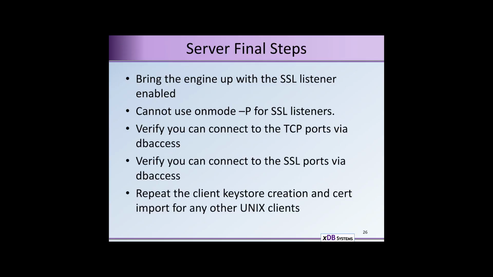So the next thing we're going to do is bring up the engine. So either stop and start the engine, or if it's down, bring it up initially. The big thing here is you cannot use onmode -P to start an SSL listener like you can with a SOC TCP one. So you do have to bounce the engine. The engine also will fail coming up if it does have a problem with the key store. So it's a pretty good way to make sure you have gotten all the pieces together. And the next thing is just use DB Access. Make sure you can connect cleanly. And then you now have that certificate you've exported, and you can go put that on any other clients that you want to deploy this to.